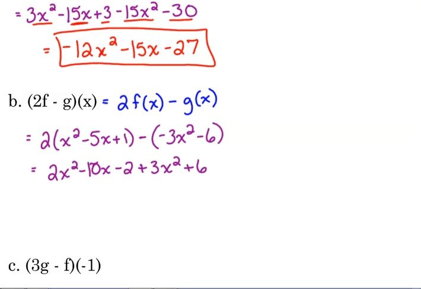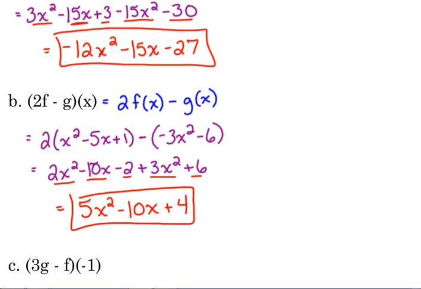All right, and then we're just combining like terms like we did before. 2x squared and 3x squared is 5x squared. Again, linear term, the only one we have is the negative 10x. Negative 2 plus 6.